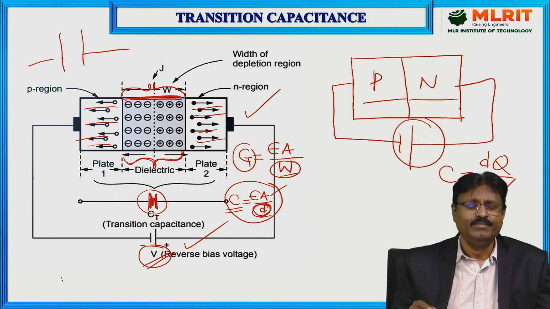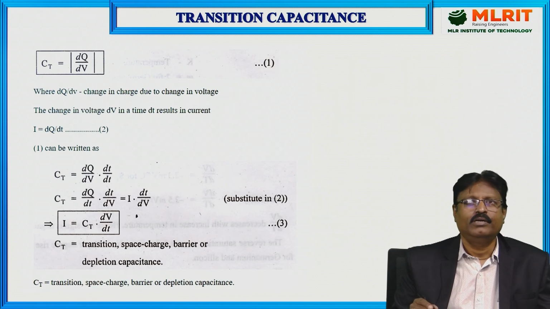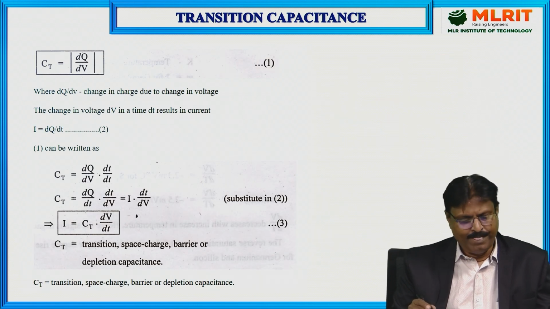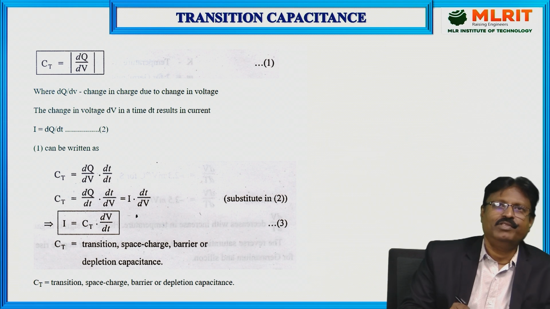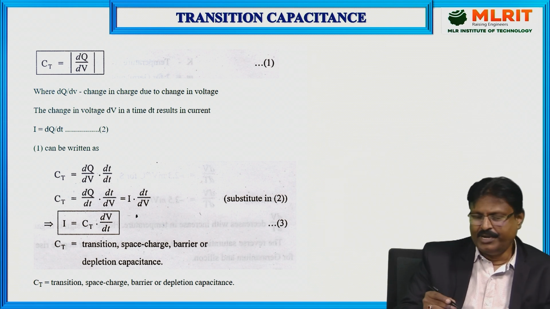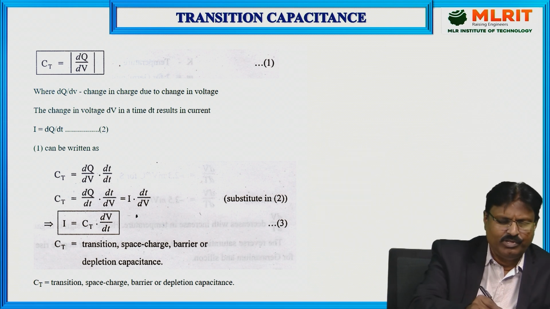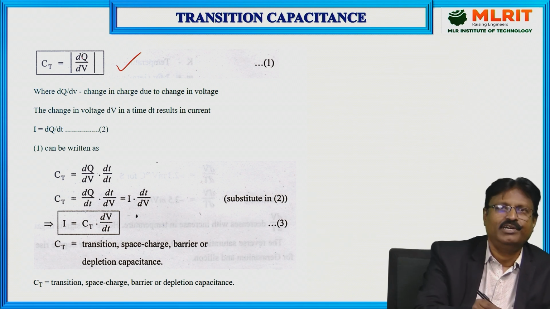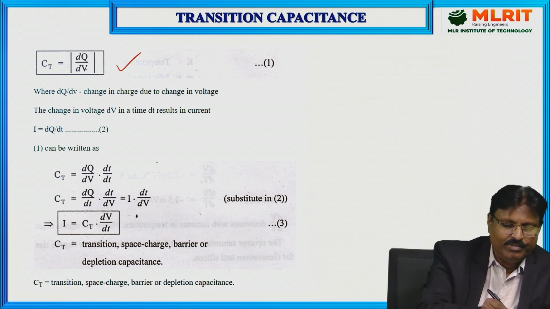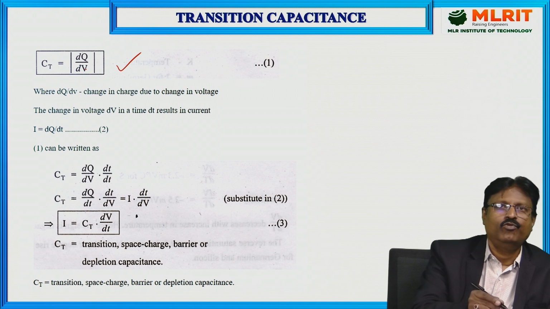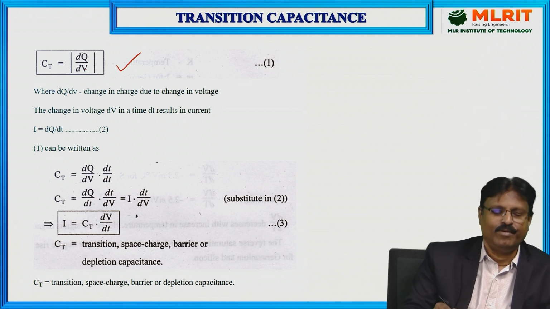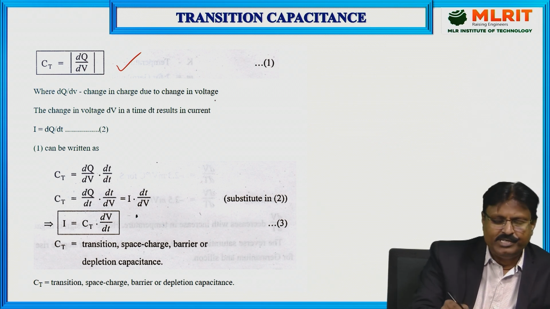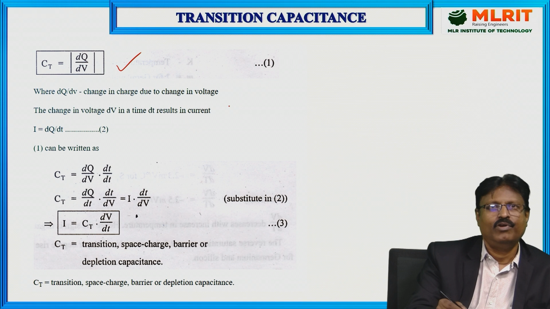Let us see the next topic. Before that, let us see how the current is related to this transition capacitance by the basic formulas. As you know, the capacitive effect can be represented as the variation of the charge deposited in accordance with the variation of the applied voltage, dq by dV, that is nothing but CT, where dq by dV is the change in charge due to change in voltage.